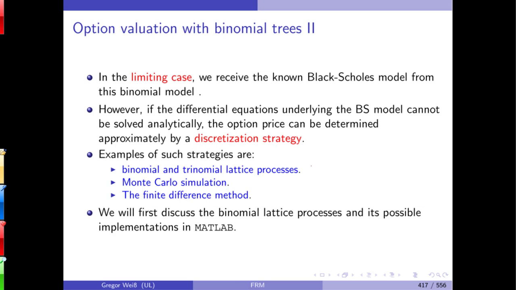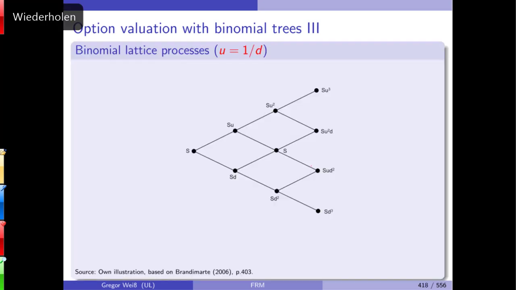Okay. And you can use binomial, you can use trinomial lattice processes, and then you can use Monte Carlo simulation and also finite differences to solve for this. And let's first look at the binomial lattice process, with the example of u equal to 1 over d.